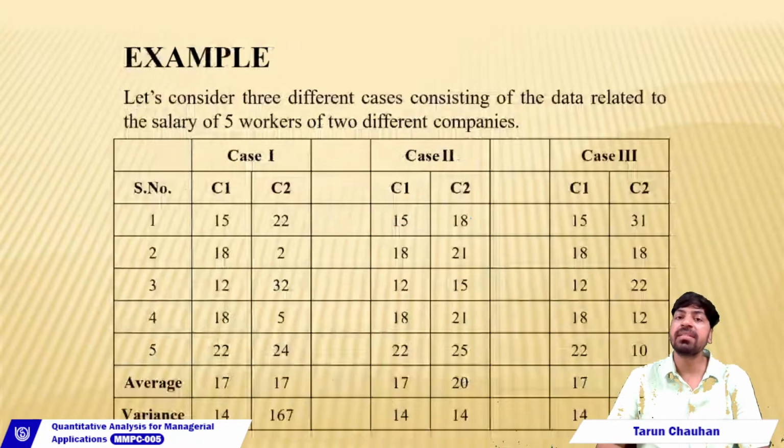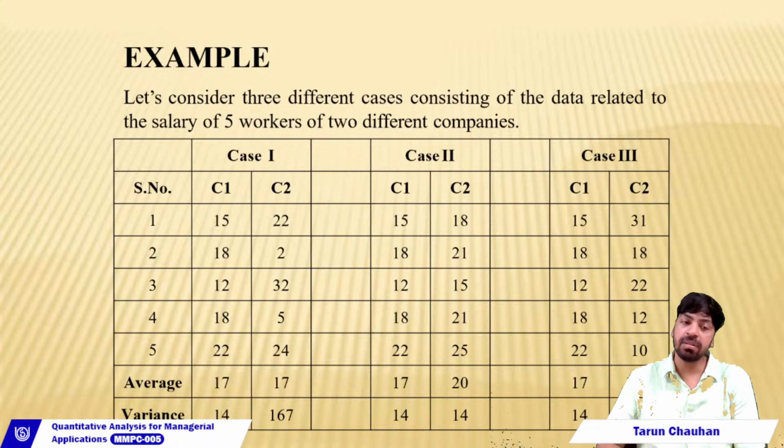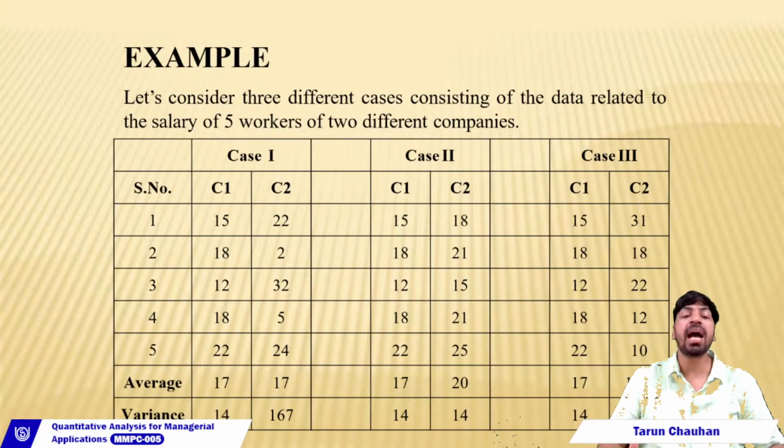This is an example of comparing two different companies, and there are three cases given, case 1, case 2 and case 3, with the two companies' respective data given on the screen. While comparing the whole data set, you need to calculate the mean and the variance. In the question, the average and variance are already calculated.